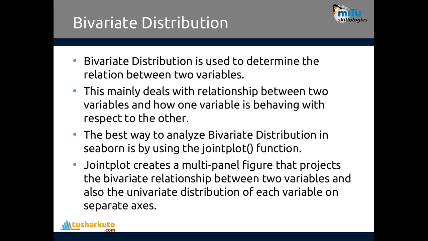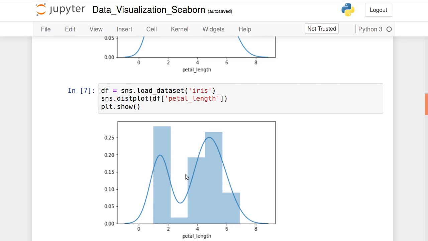The best way to analyze bivariate distribution in Seaborn is using the jointplot function. The jointplot creates a multi-panel figure that projects the bivariate relationship between two variables and also the univariate distribution of each variable on the separate axis. So let's see how exactly this will work.